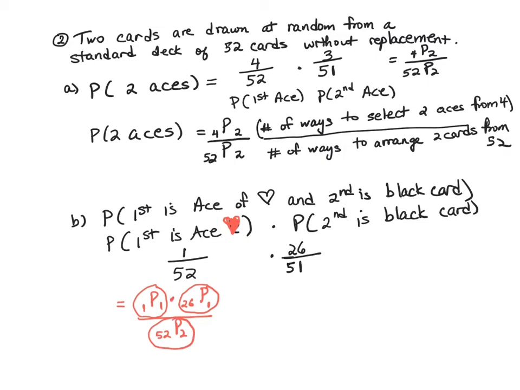Again, we apply the counting principle because we're picking the ace of hearts and a black card. So again, we see how permutations come into the picture. But I personally prefer to do the problems this way. I find them easier.